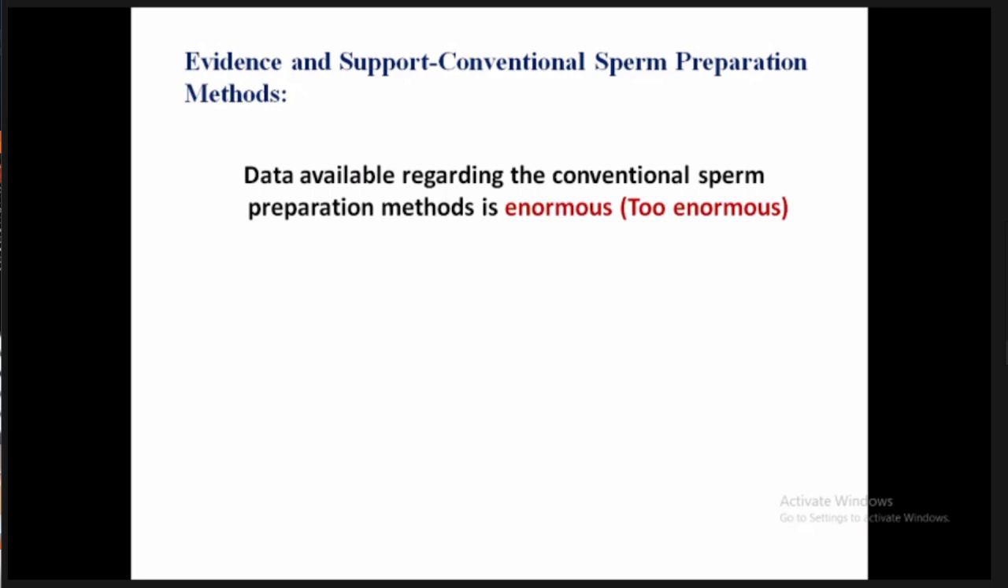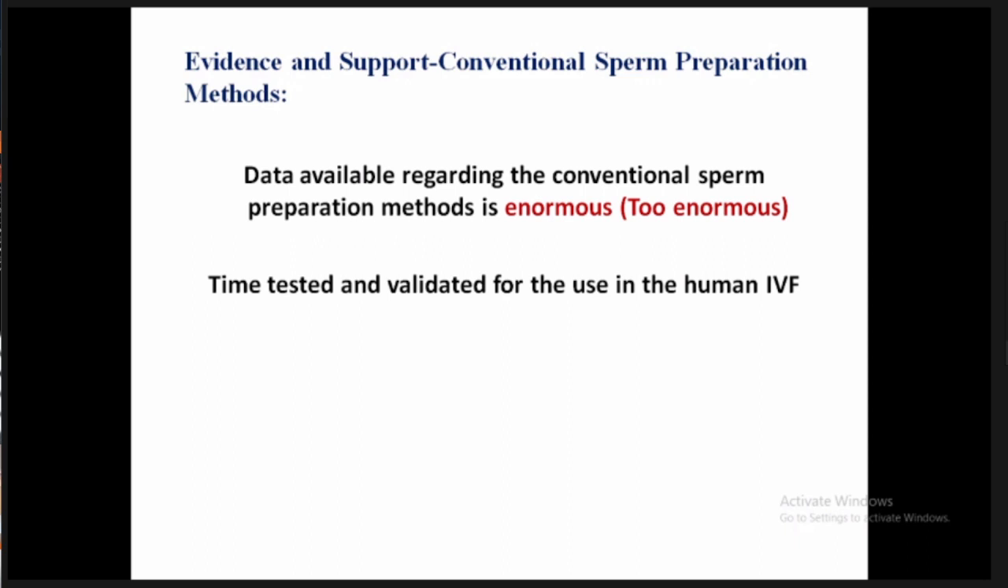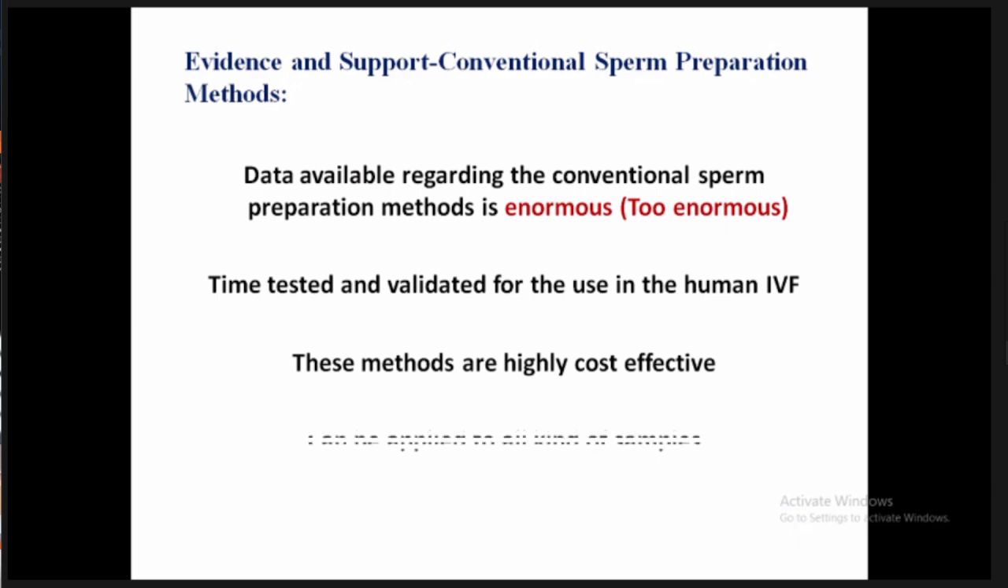Coming to the evidence in favor of conventional sperm preparation methods, the data available is enormous. Almost all the data available in the literature from studies are in favor of conventional sperm preparation methods when compared to advanced ones. They are also time tested and validated for use in human IVF. These methods are highly cost effective and can be applied to all kinds of samples, which remains the most important thing compared to advanced methods. They are also relatively easy to perform.